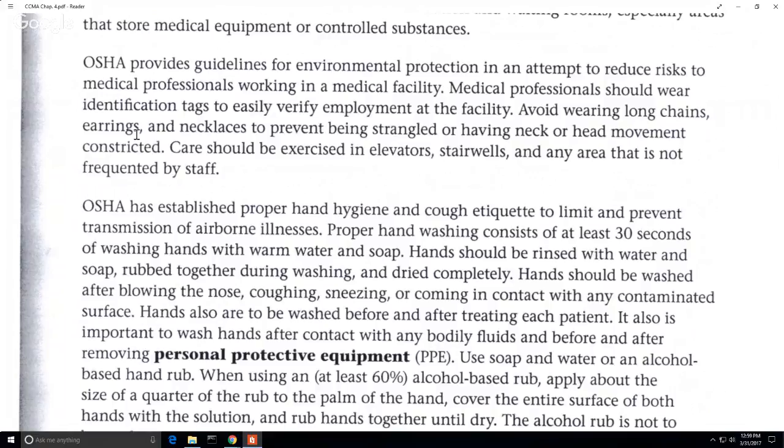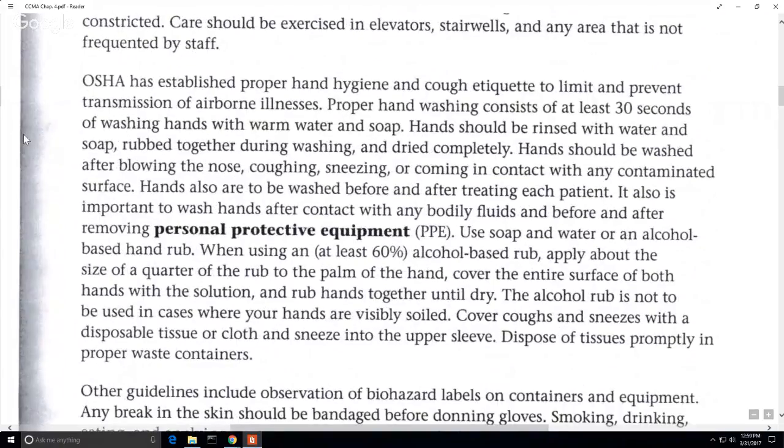Apply about the size of a quarter of the rub to the palm of the hand, cover the entire surface of both hands with the solution, and rub hands together until dry. The alcohol rub is not to be used in cases where your hands are visibly soiled. Cover coughs and sneezes with a disposable tissue or cloth, or sneeze into the upper sleeve. Dispose of tissues promptly in the proper waste containers.